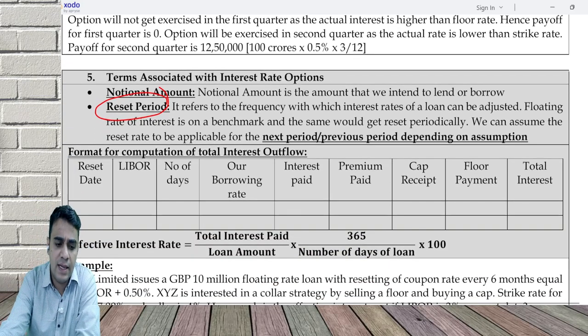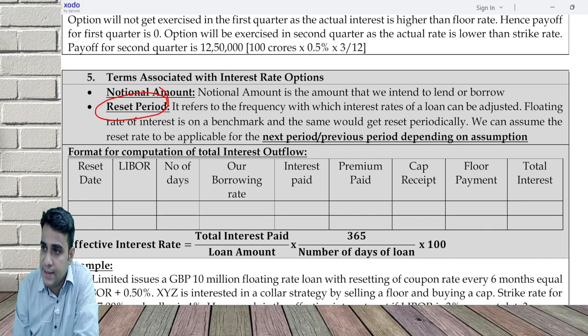So what we do, there is a reset date. On the reset date, a benchmark will change. What can be a benchmark? LIBOR, London Interbank Offered Rate, MIBOR, Mumbai Interbank Offered Rate, base rate, RBI's repo rate, reverse repo rate. Some benchmark will be there. I'll have to calculate the number of days between the last payment date and this payment date. Our borrowing rate will be there.